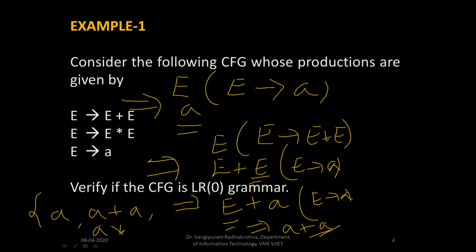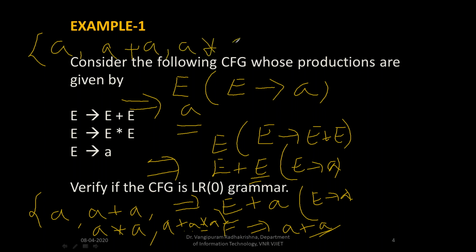Similarly, you can derive A star A as one string, A plus A star A as another string, and so on. So strings of the form A could be derived, A plus A could be derived, A star A could be derived, and you also have the possibility of A plus A star A, and so on. So the language would consist of this set of strings. Although these are not the complete set of strings which are possible, we are showing the possibility of some strings which can happen.